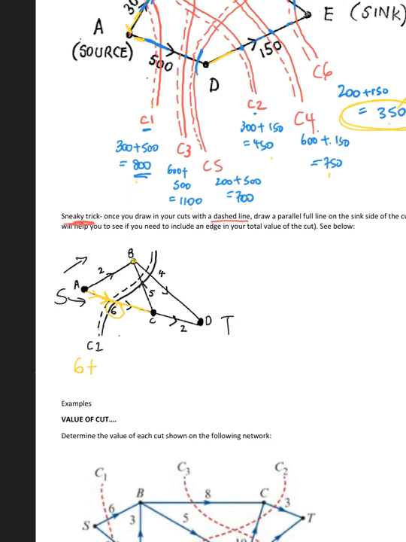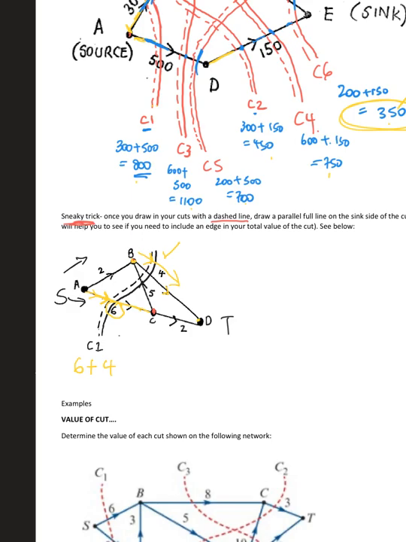Similarly, if I look from B to D and look at the direction of the line, it's flowing this way. So it's going to hit that dash line first. It's hitting the dash line first, we pay it. So that is 4.